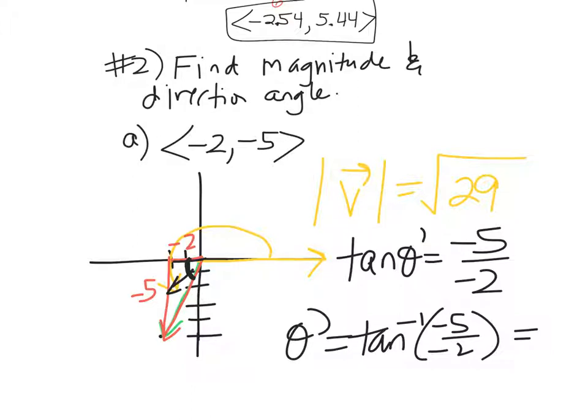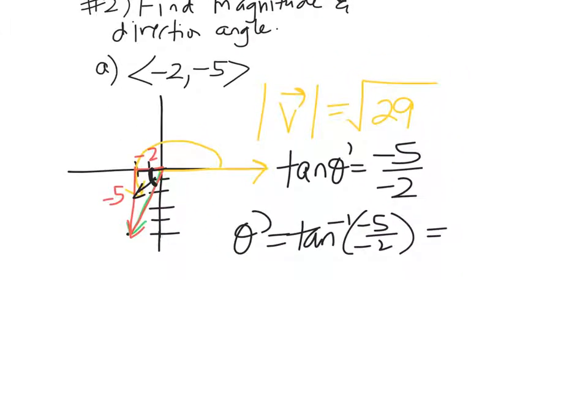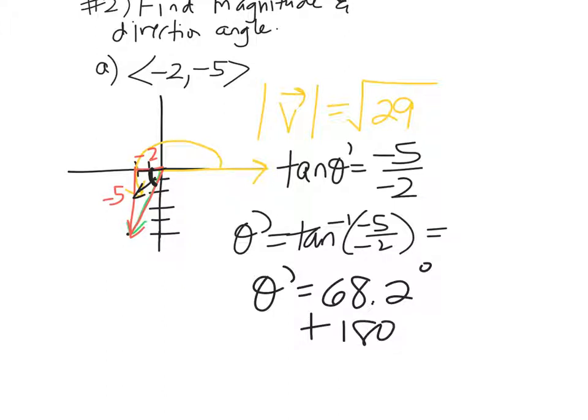So you go to your calculator. You know where tan inverse is. It's right above tangent. So tan inverse of 5 halves gives me 68.2 degrees. Is that the directional angle? No, it's not. That angle gives me a vector in quadrant 1. My vector is clearly in quadrant 3. So what am I going to do? Perfect. I'm going to add 180 to this. So my directional angle will be 248.2.